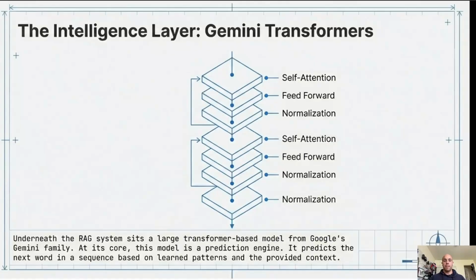So the brain that facilitates the synthesis is a transformer, and it's a transformer-based model from the Gemini family. And so at its core, a transformer model is a prediction-based engine. It uses attention mechanisms to weigh the relationships between words and the retrieved chunks. And then mathematically, it calculates the probability of the next word given the grounded context of the sources we provide. And because it's grounded, it isn't just predicting language, it's synthesizing the material you've provided.